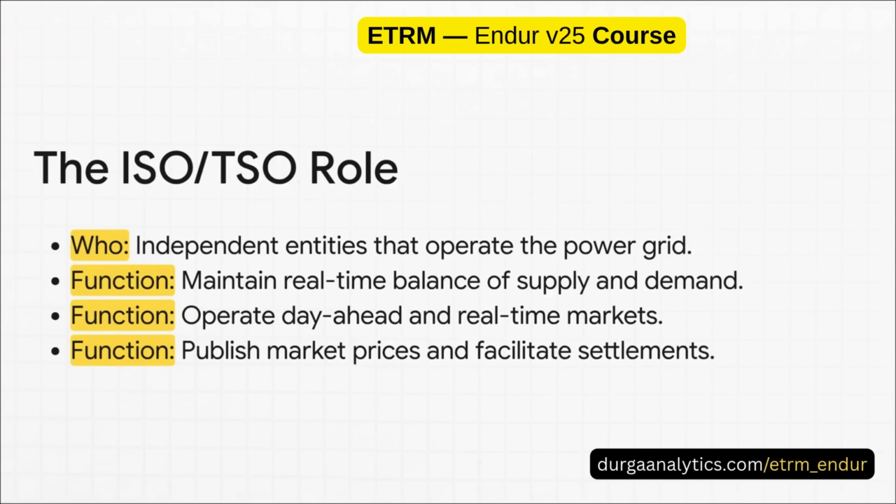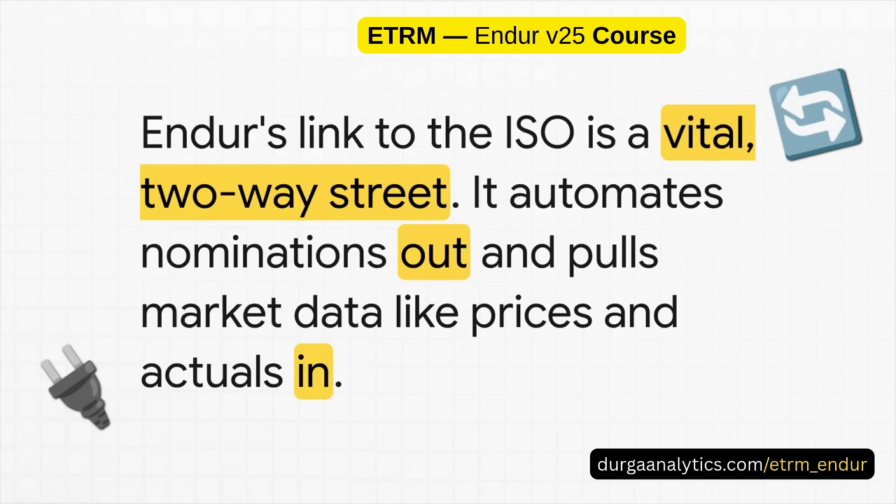They are in a constant real-time battle to balance electricity supply and demand on the grid. To manage this chaos, they operate organized markets, they publish the official prices everyone uses for settlement, and they act as the central clearinghouse. In short, they are the air traffic controllers of the power grid, and their role is absolutely non-negotiable. And this is what makes the digital link between a company's Endor system and the ISO so vital.